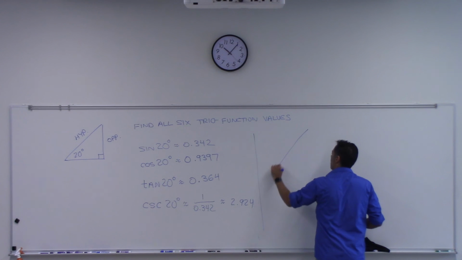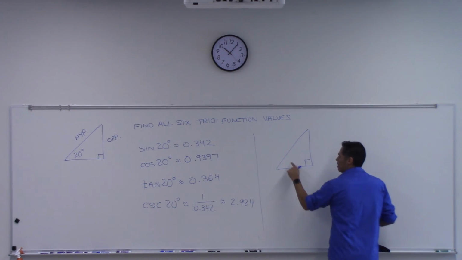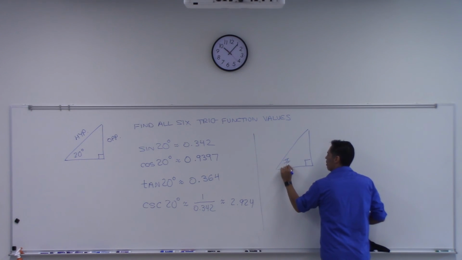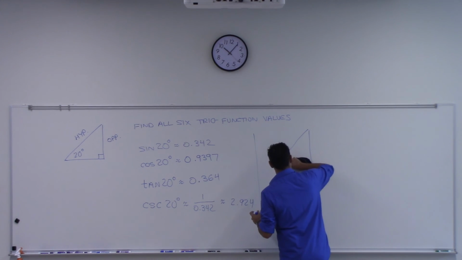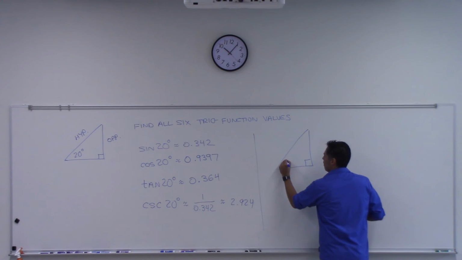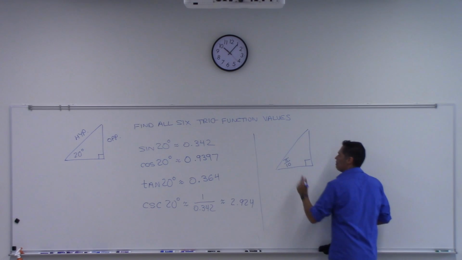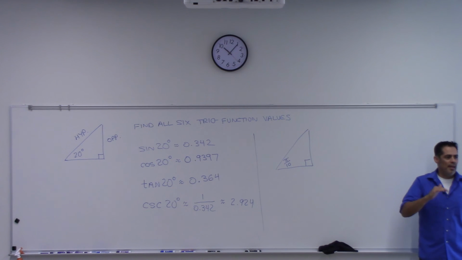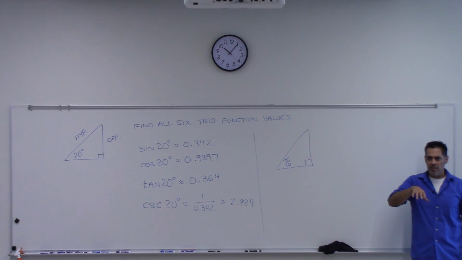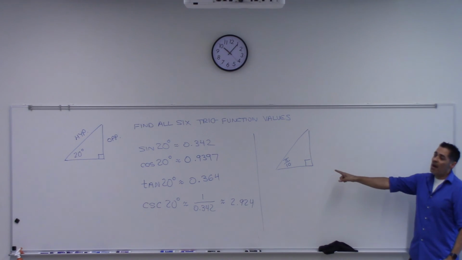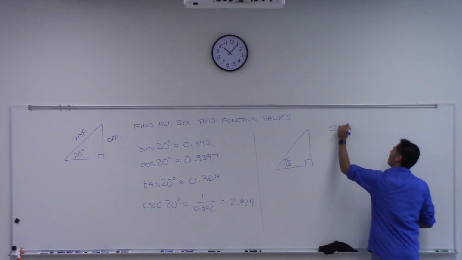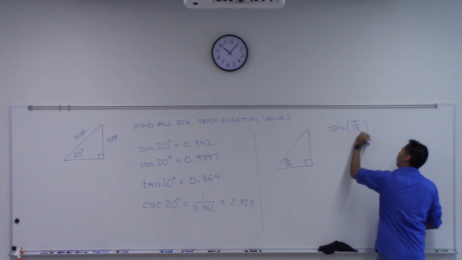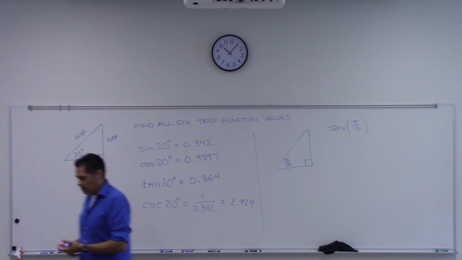If I give you a triangle like this, and I tell you this angle right here is pi over 10, that is not one of the angles that you just memorized and put on your quiz, right? The ones that you had were like pi over 6, pi over 3, pi over 4. So can you tell me all 6 trig functions? What's sine of pi over 10? Work on that while I help over here with the radian degree.